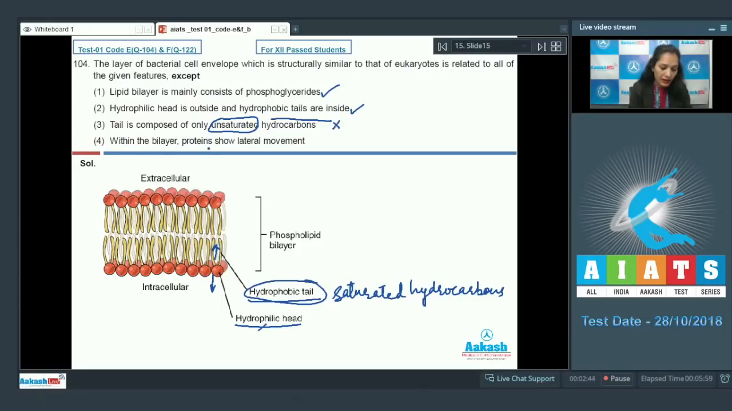Fourth, within the bilayer, proteins show lateral movement. As I said, the plasma membrane has proteins and these proteins can move laterally inside the bilayer. So this is also the correct one. So the incorrect statement is the third one and the correct answer for the given question is option number 3. Let's move on to the next question.